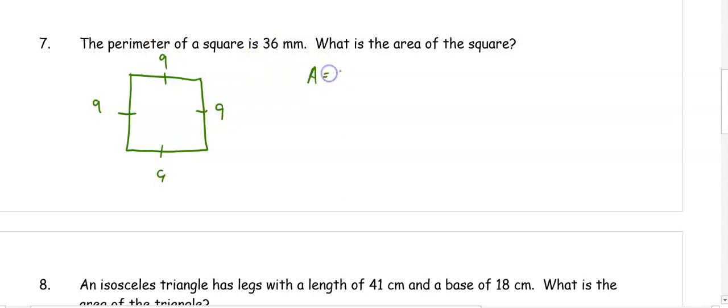So to get our area, we use the same formula as a parallelogram, base times height. So we have 9 times 9, which gets us 81 millimeters squared.